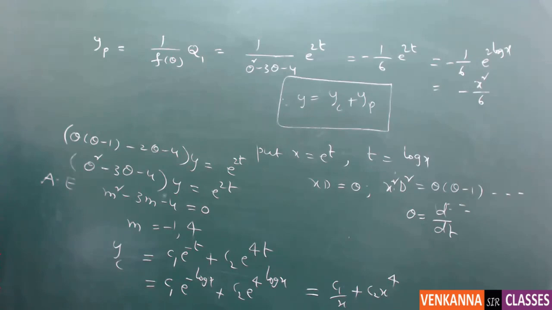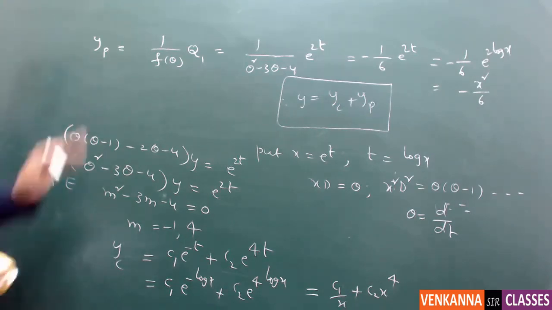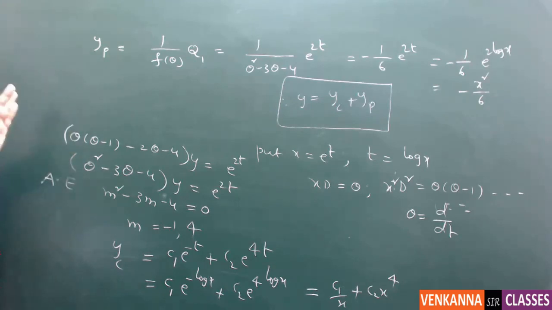So I want to take 2 more models on this Cauchy-Euler equation, which gives you the variation. Shall I erase this? All of you have noted.